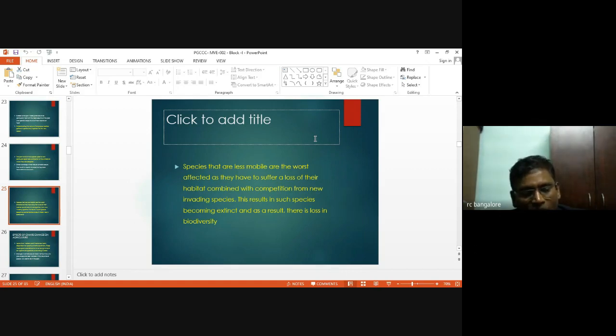The species in a particular location will move from one place to another, where they encounter new species, and competition for shelter, food and other resources takes place. Because of that, there is an over-exploitation of the available food. This results in such a species becoming extinct. As a result, there is a loss in biodiversity. This is how we can notice the effect of climate change on biodiversity.